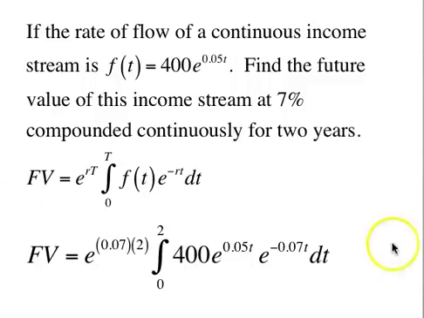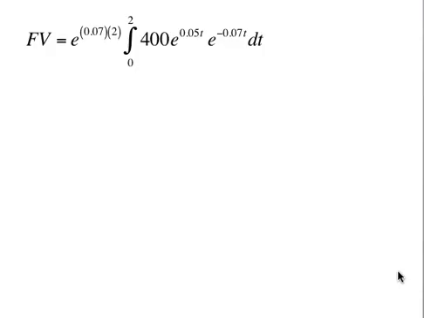So setting this up is really the greatest challenge. Now it's a matter of going ahead and evaluating the integral. So 0.07 times 2 is 0.14. That'll give us e to the 0.14. And over here you'll notice we have the same base, so we can add the exponents. e to the 0.05t, e to the negative 0.07t. Adding them together, we're going to get e to the negative 0.02t.